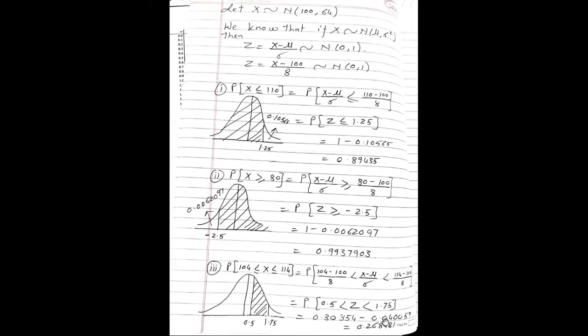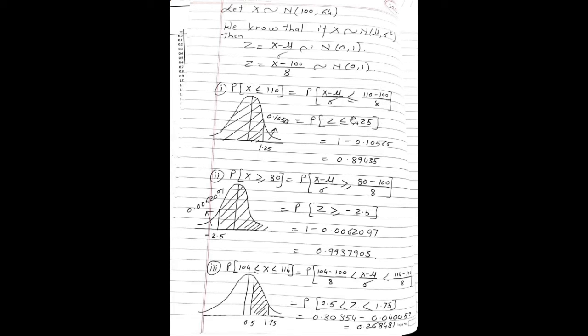See the solution. Let x follow normal with mean 100 and variance 64. We know that if x follows normal with mu, sigma square, then z is equal to x minus mu upon sigma and follows normal 0, 1. So z is equal to x minus 100 upon 8 will follow normal 0, 1. Probability x less than or equal to 110, this is the first part of the problem. This is the range of x. It is equal to probability x minus mu upon sigma less than or equal to 110 minus 100 upon 8, which is equal to probability z less than or equal to 1.25.